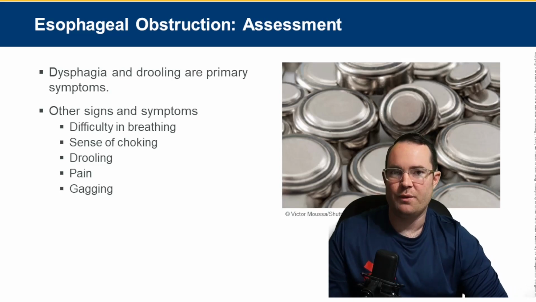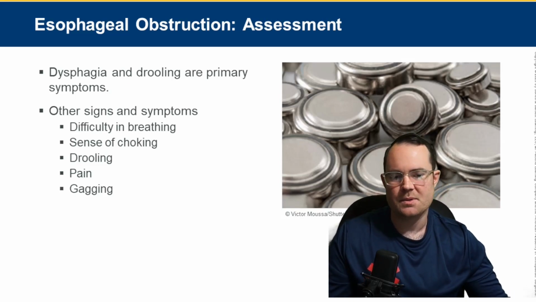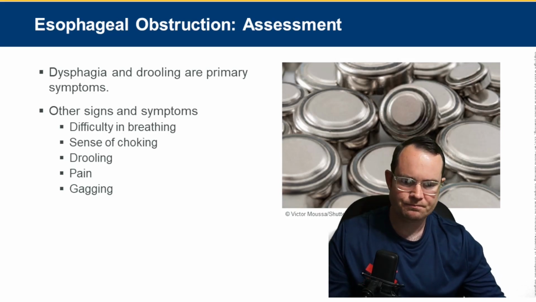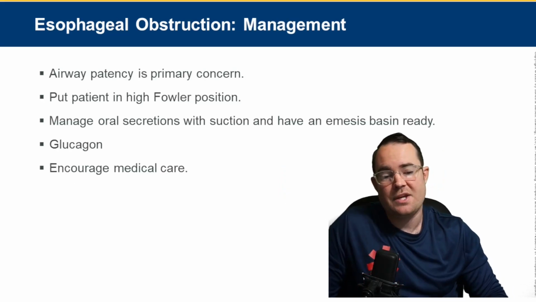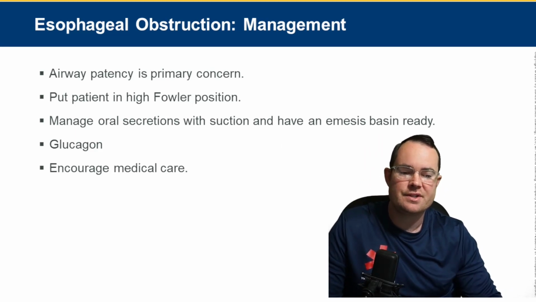Remember, dysphagia with a G means difficulty swallowing, and drooling are the primary symptoms of esophageal obstructions. It says airway is a primary concern. Put the patient in high Fowler's position. Manage oral secretions and suction.